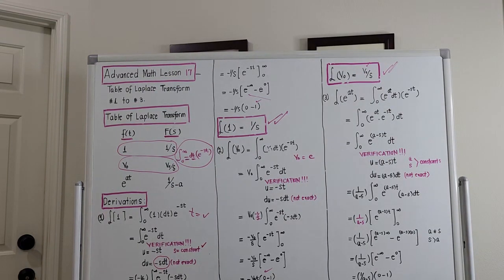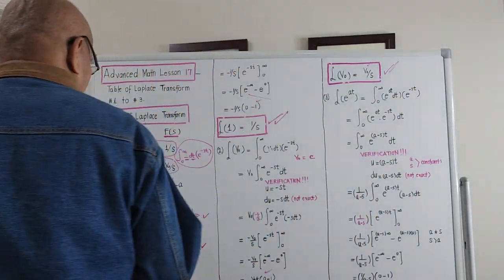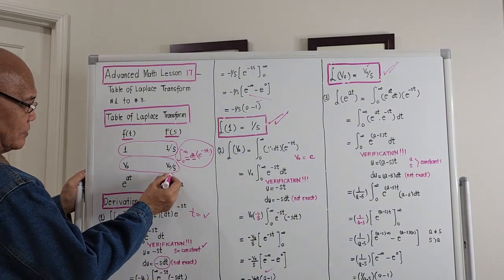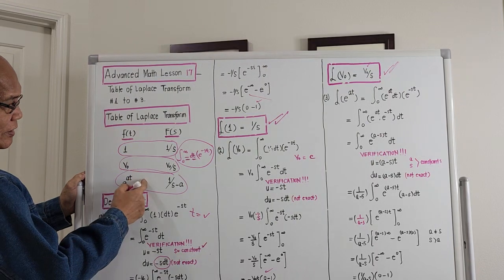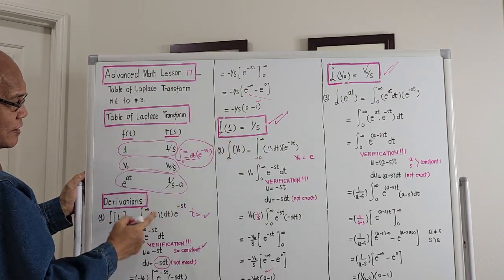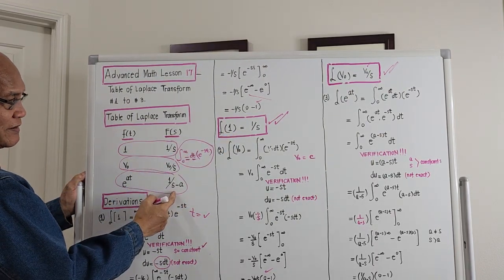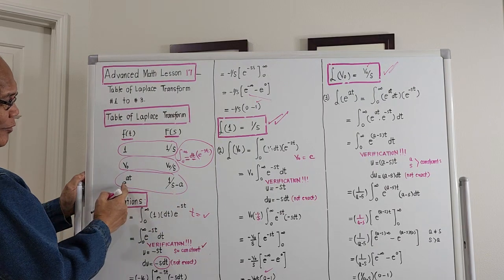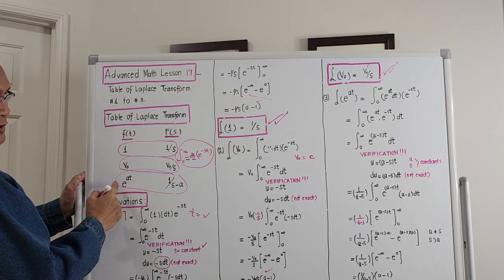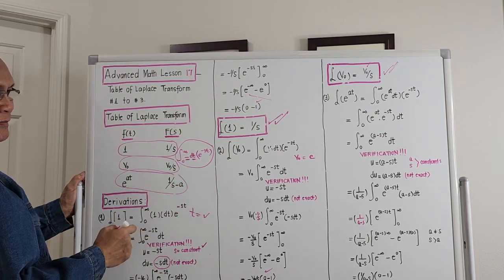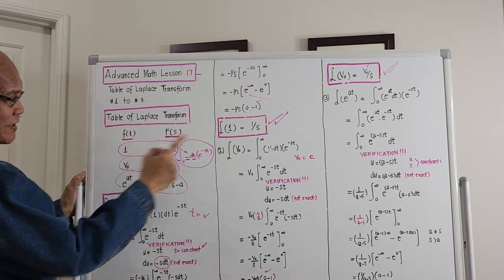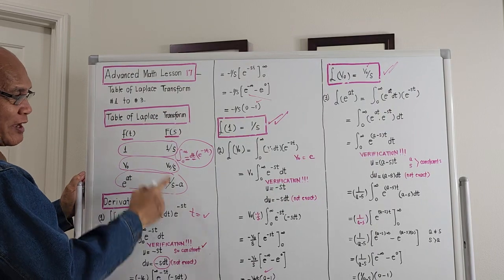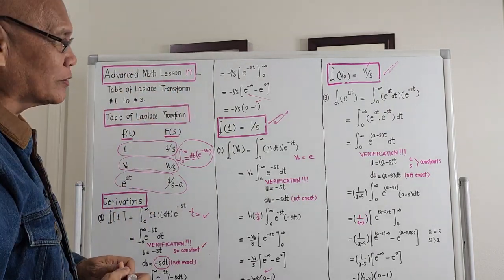For number 3, the transformation of e raised to at in Laplace is actually 1 over s minus a. Okay? We have encountered this equation here under the transient problem, right? So the equivalent of this under Laplace is 1 over s minus a. Okay, let's proceed with the derivation.